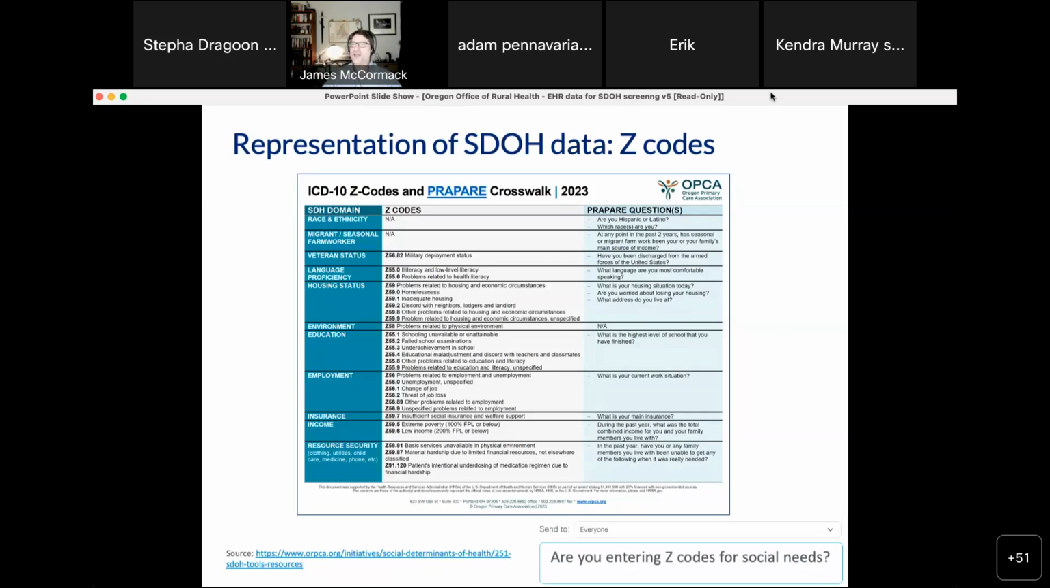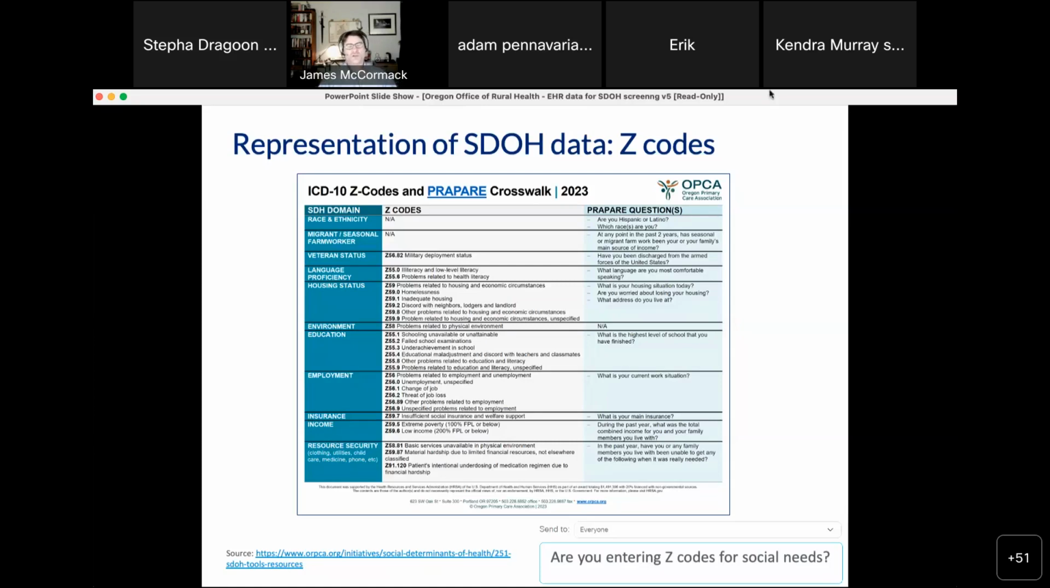So I have a chat prompt here, which is, are any of you using Z codes now? And if you are, are those applied by clinicians or by back office personnel? Or best case, does your EHR code those automatically?